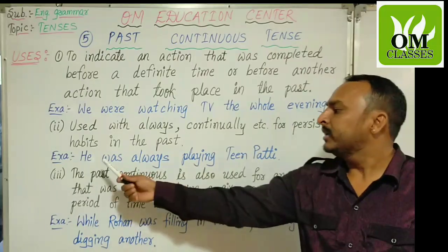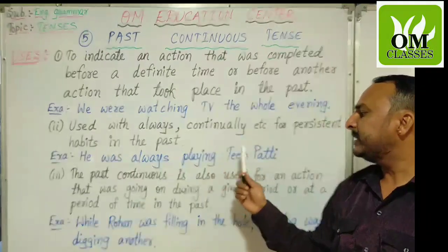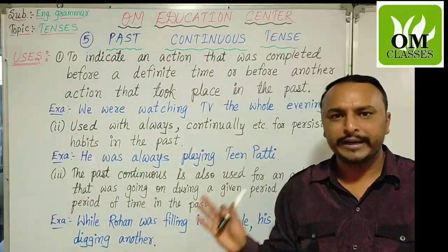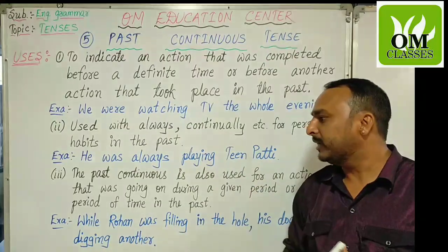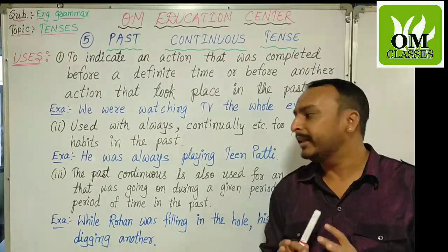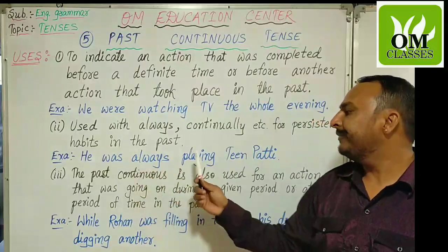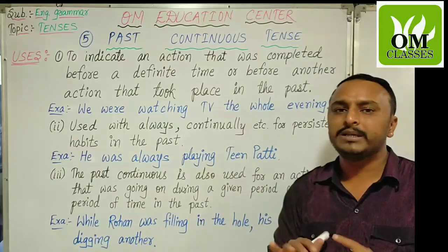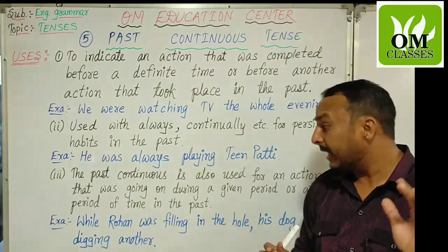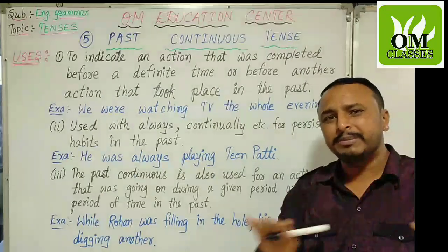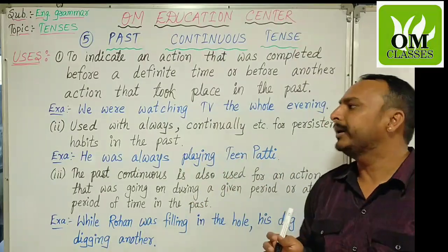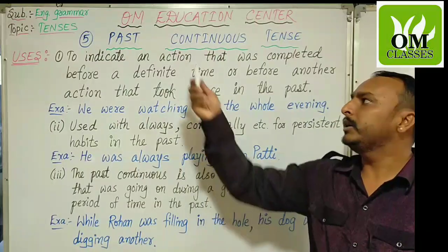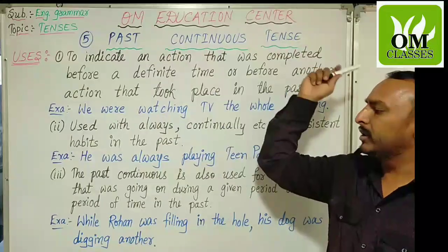He was always playing तीन पत्ती. लॉकडाउन के टाइम में बहुत सारे लोग तीन पत्ती पे लगे हुए थे. They were wasting their time. He was always playing तीन पत्ती मतलब वो हमेशा तीन पत्ती खेला करता था. उसका काम चालू था. पास्ट में वो तीन पत्ती खेलने का काम उसका कंटिन्यू रहता था. So for that we use past continuous tense.